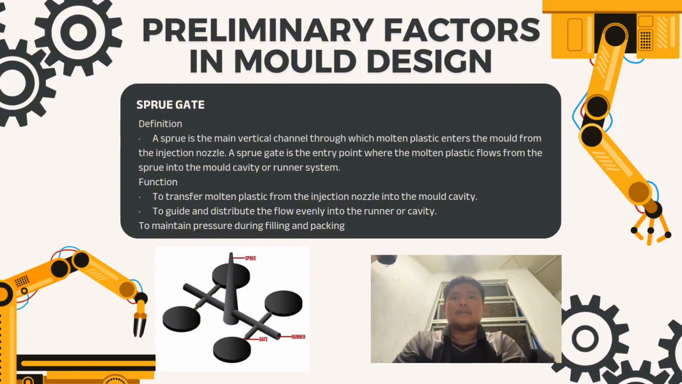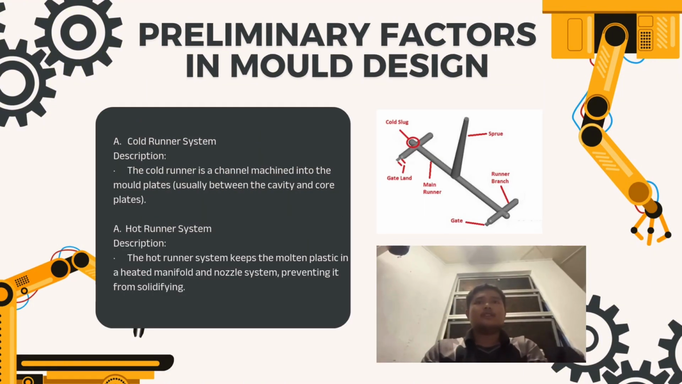or runner system. The function is to transfer molten plastic from the injection nozzle into the mold cavity, to guide and distribute the flow evenly into the runner or cavity, and to maintain pressure during filling and packing. Okay, next in preliminary factors in mold design is the cold runner system and hot runner system.